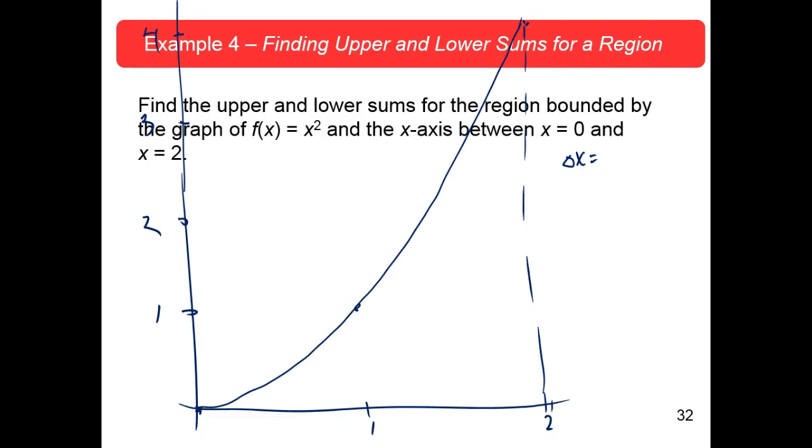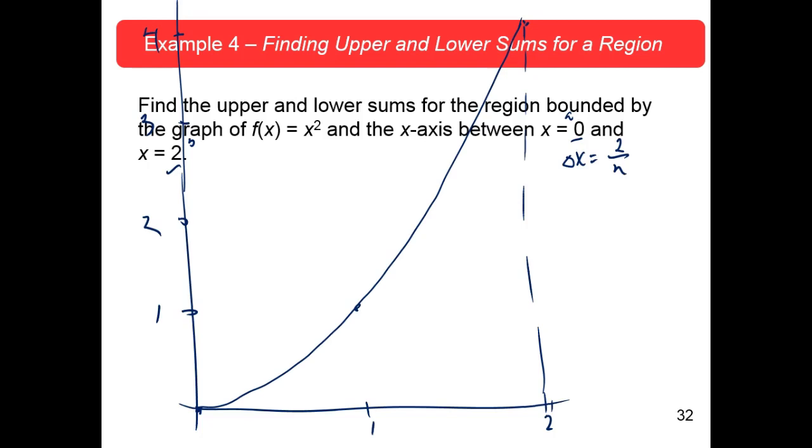Remember what the delta x was? B minus A over n. B was 2, A was 0. We're going from 0 to 2. This is your A, this is your B. So it'd be 2 over n. And we don't know what n is, however many subdivisions you want.